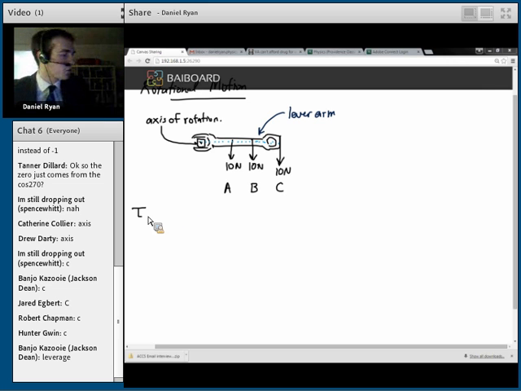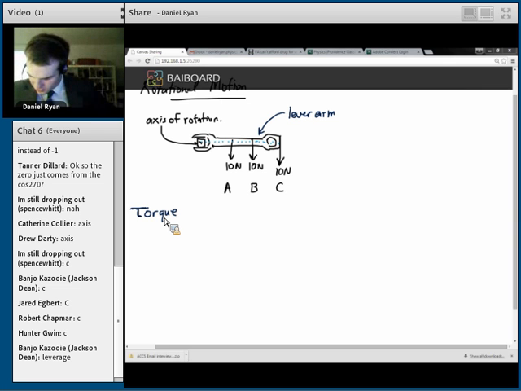Torque, and I've spelled torque. The T that I've written here, I purposefully made that look kind of funny because for the equation for torque, we like to use the Greek letter tau.